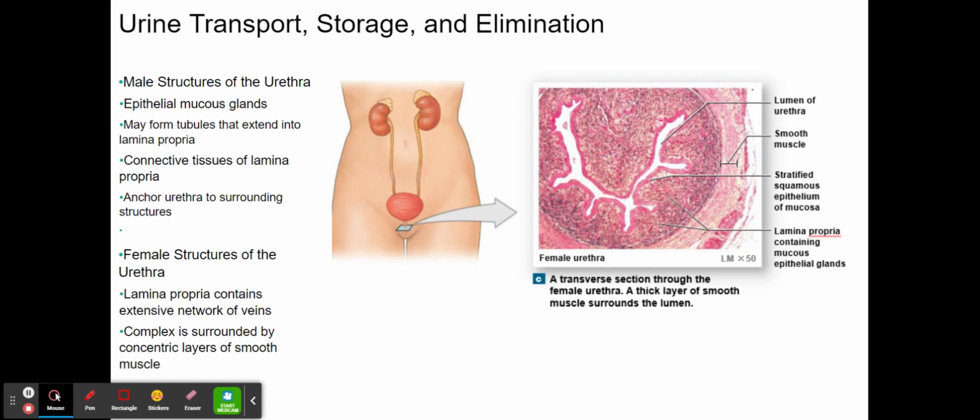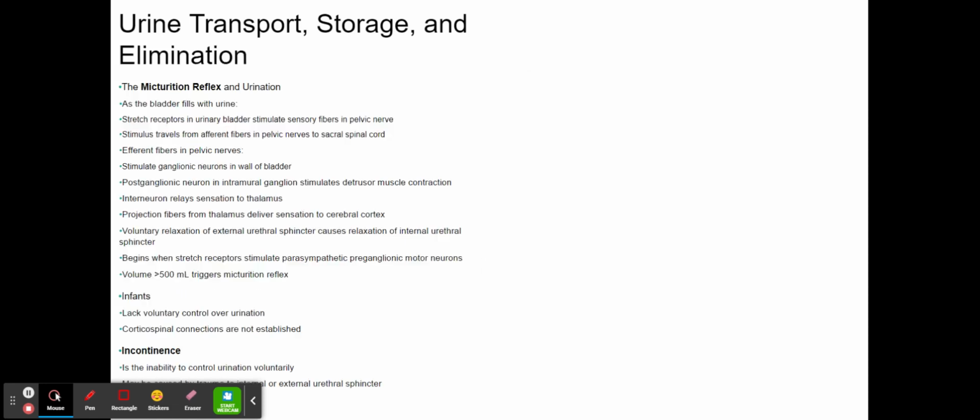In males, the epithelial mucous glands may form tubules that extend into the lamina propria. Connective tissues of the lamina propria anchor the urethra to surrounding structures. In females, the lamina propria contains an extensive network of veins. Concentric layers of smooth muscle surround the entire complex.